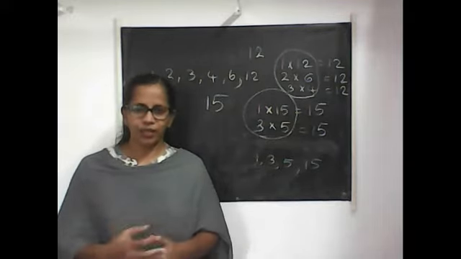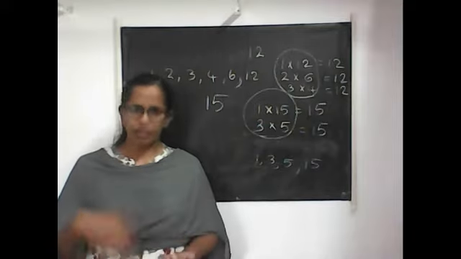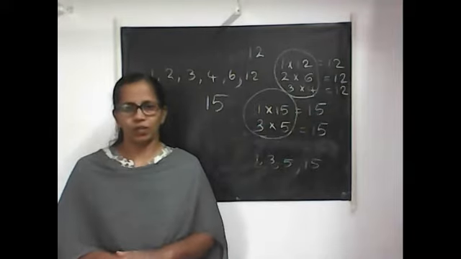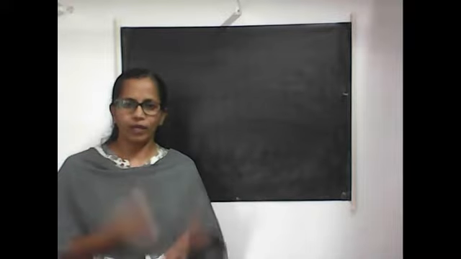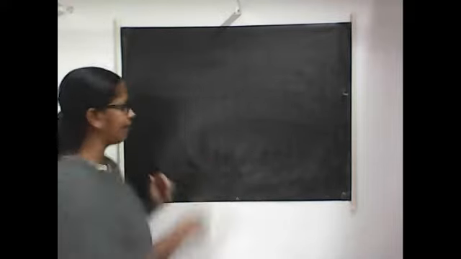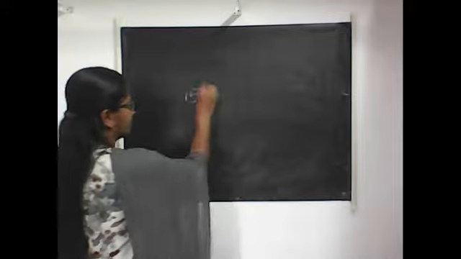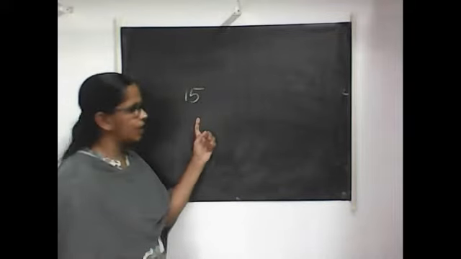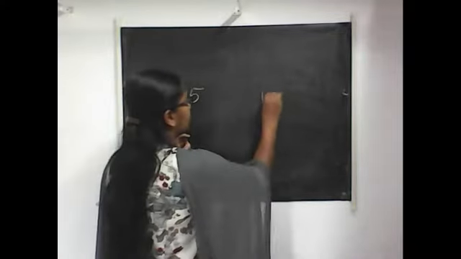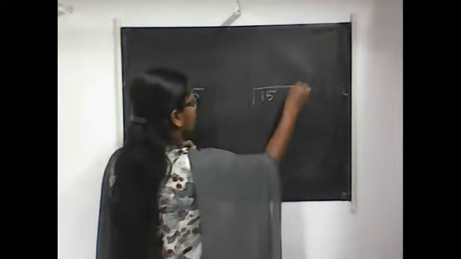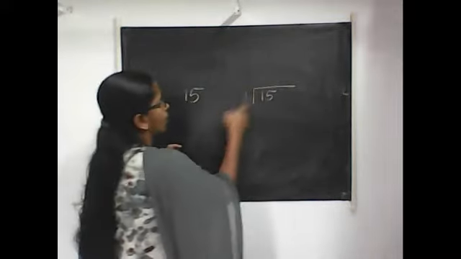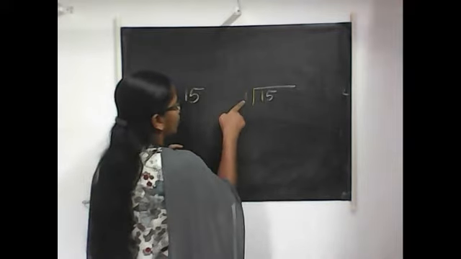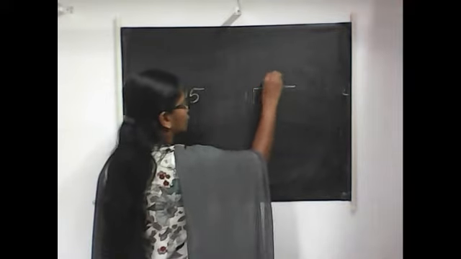Okay, in the textbook they are given in a different way. There is a different way to find out the factors also. So in the textbook, the other way to explain or find out the factors is, suppose we take 15 itself. Okay, 15, same thing. When you divide 15 with another number, suppose I am taking 1, when you divide 15 by 1, you will get 15.